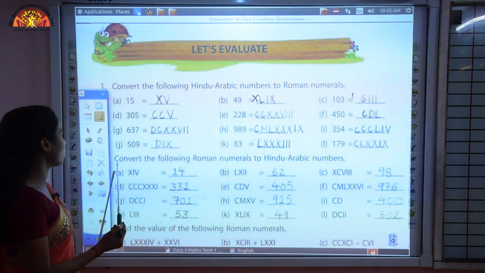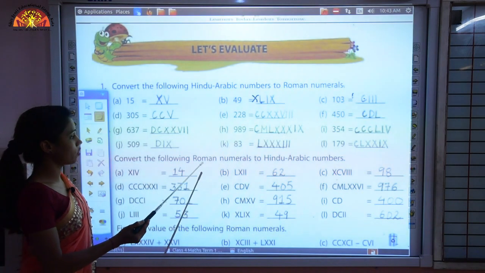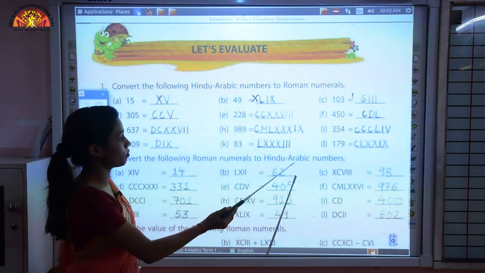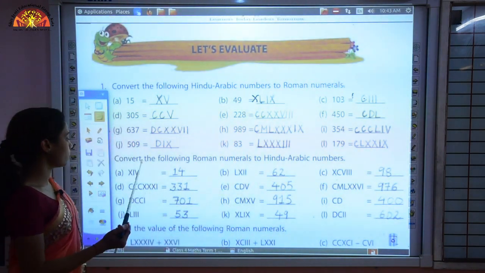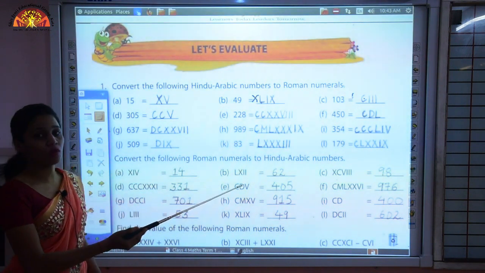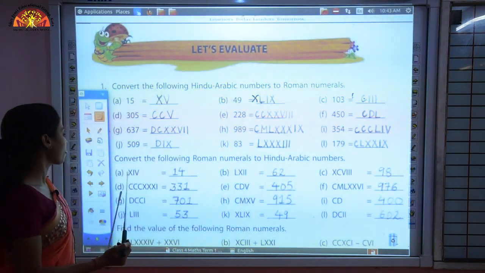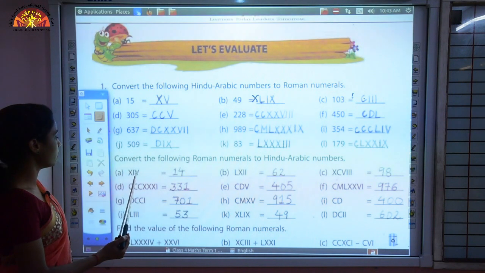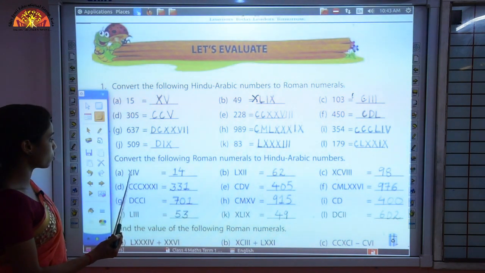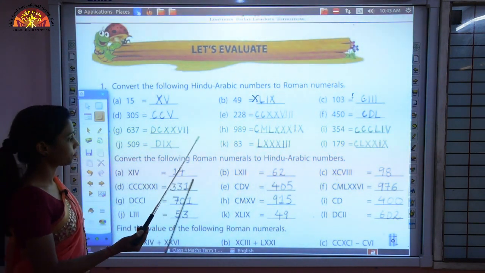Students, now let us see question number 2. Convert the following Roman numerals to Hindu Arabic numbers. Now you are given the Roman numerals, you have to write their corresponding Hindu Arabic numbers. Now A part is XIV. Now this is 10 and this is 4. So 10 plus 4 is 14.